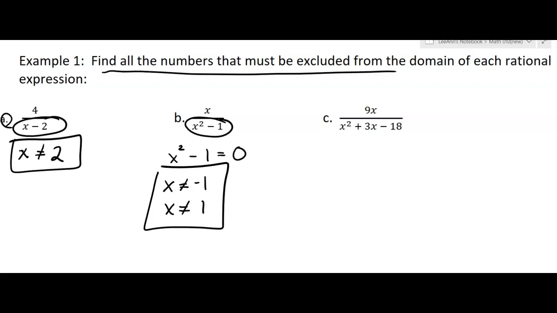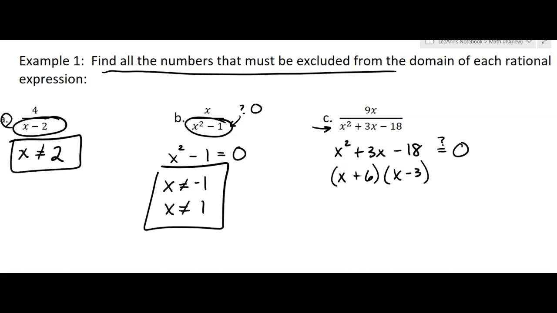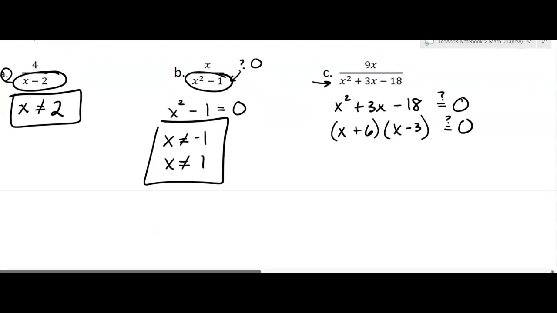You're looking at the denominator and you're saying, when does that equal 0? Now we're going to look at this denominator. We have x squared plus 3x minus 18. When does that equal 0? That's the question, because those are the values we can't have. Well, this is a trinomial and it factors into x plus 6 and x minus 3. Now, we haven't really talked about equations with polynomials yet, but that's what we're doing. We're solving this. When does that equal 0?